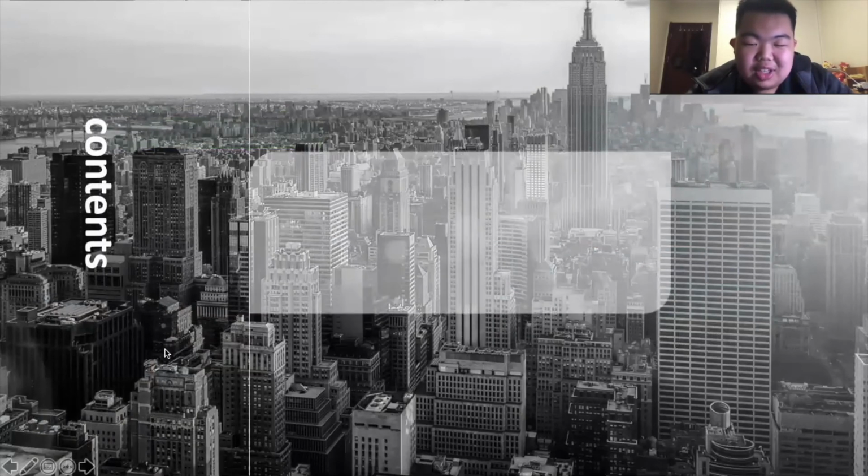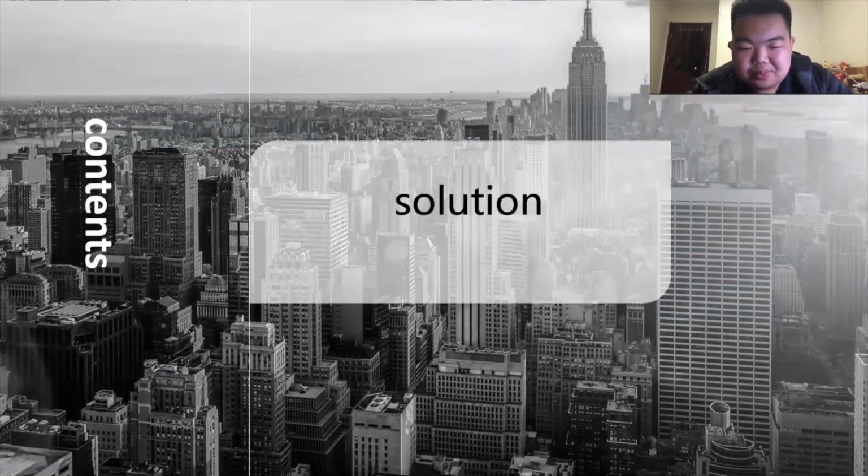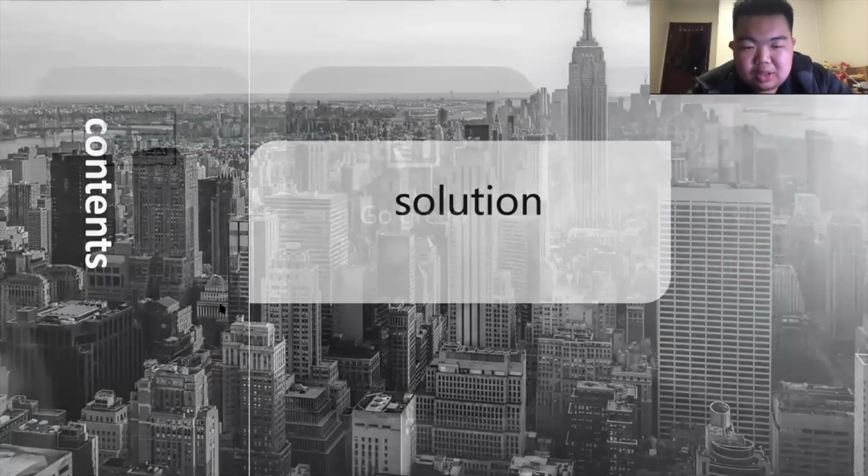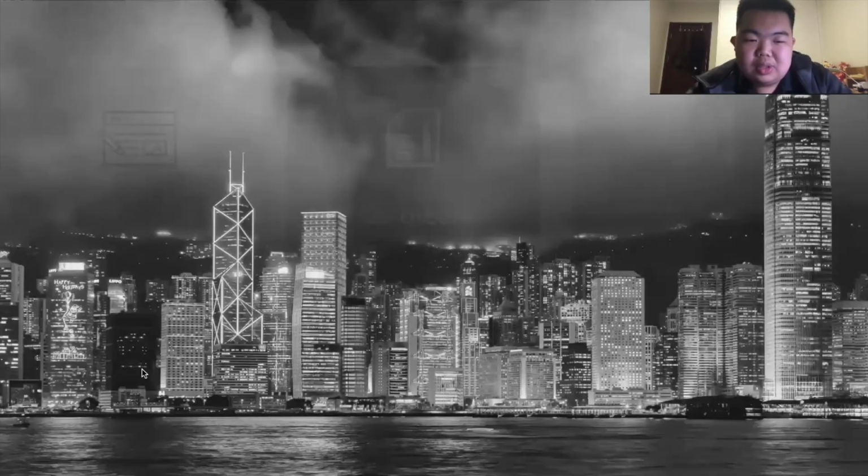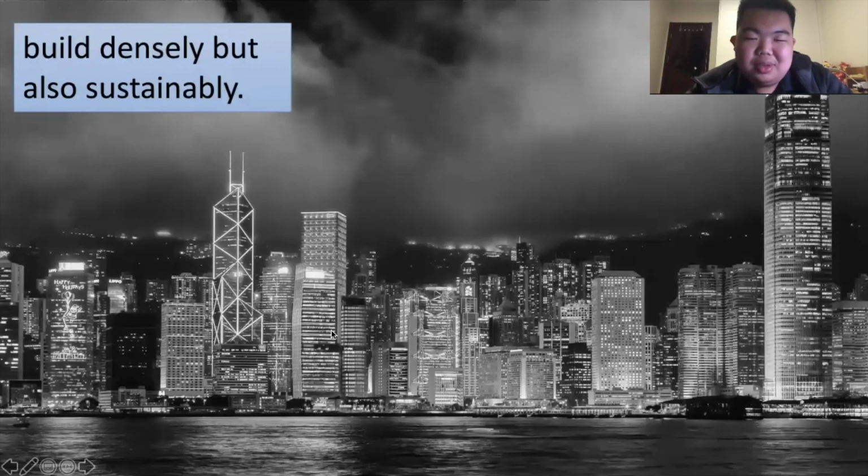Then we will come to the solution part. From the experts, I summarize six aspects of the solution. The first one is plans and strategies to implement. The second one is to go green. The third one is to invest in integrated and multi-use solutions. The fourth one is to build densely but also sustainably.